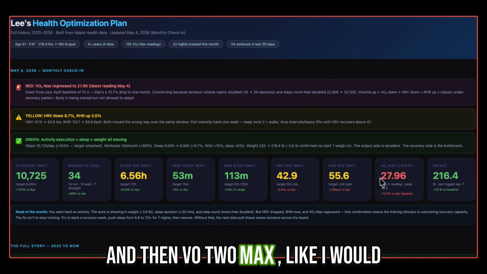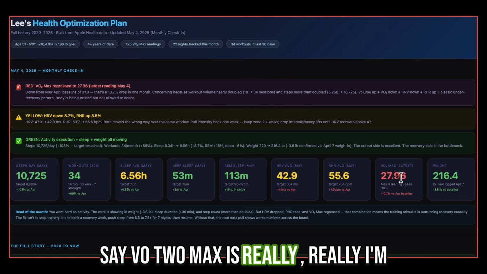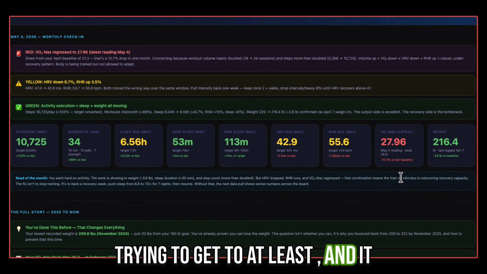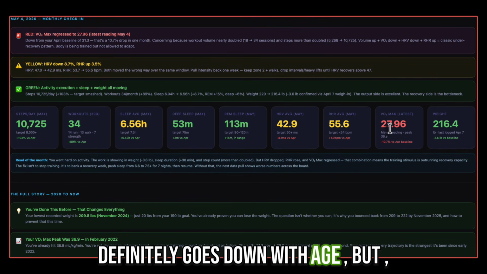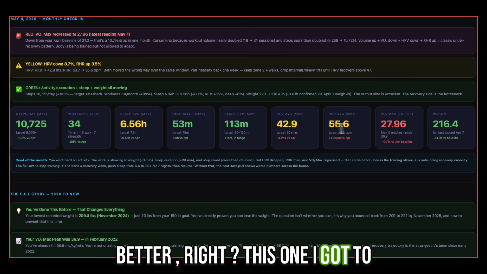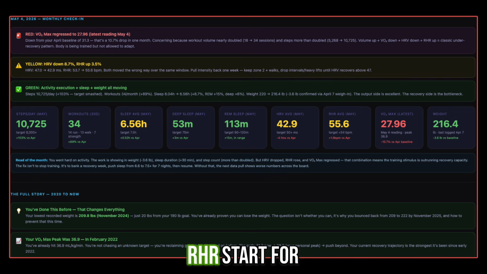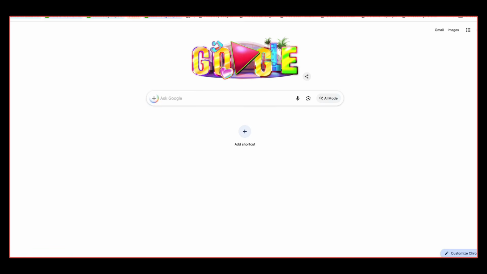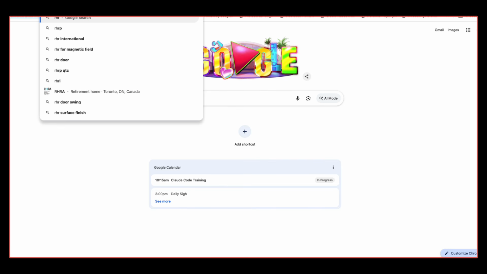And then VO2 max, I'm trying to get to at least a higher number. It definitely goes down with age, but the higher the better, right? This one I've got to reduce. I don't even know, what does RHR stand for?